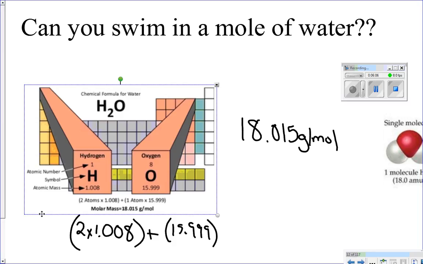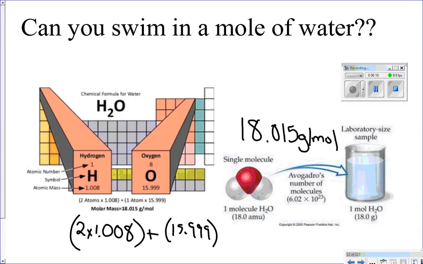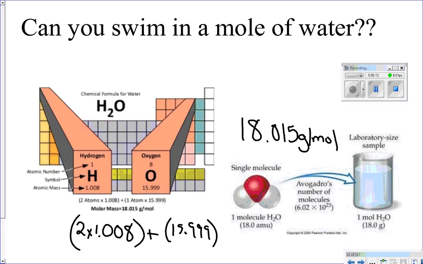And 1 gram of water is about a milliliter of water. So if you want to have a thought for how much this is, it's a very, very small amount of water. A typical Nalgene water bottle holds a liter of water. That's 1,000 milliliters. 18 milliliters is the volume of water you'd actually have. So you actually cannot swim in a mole of water.